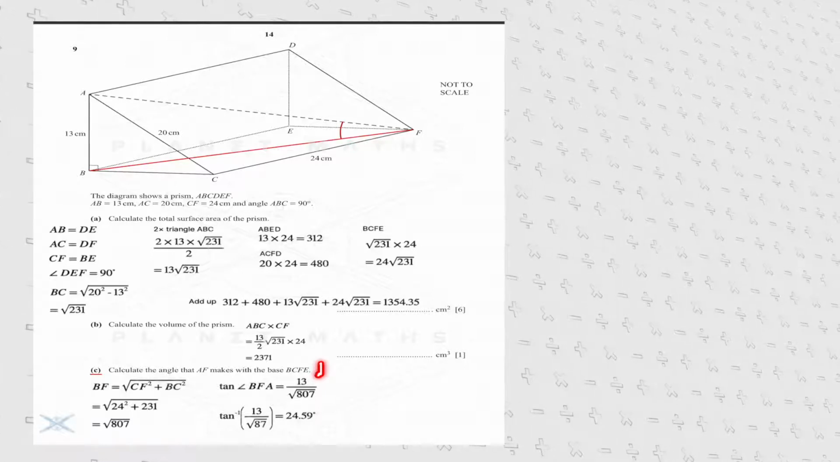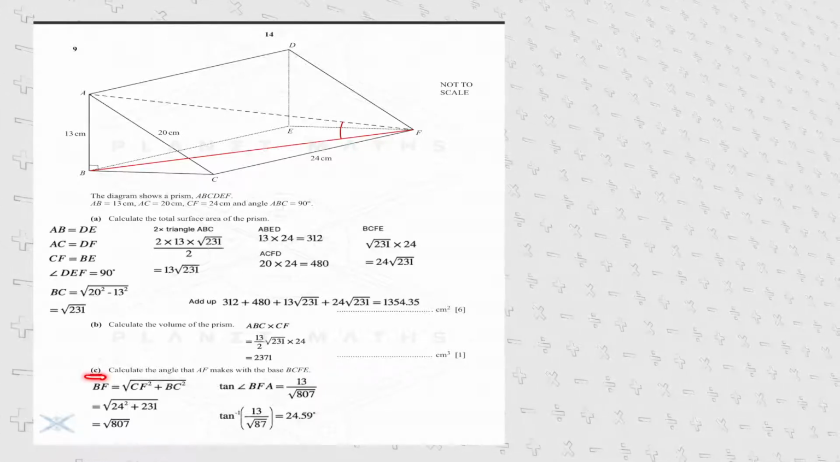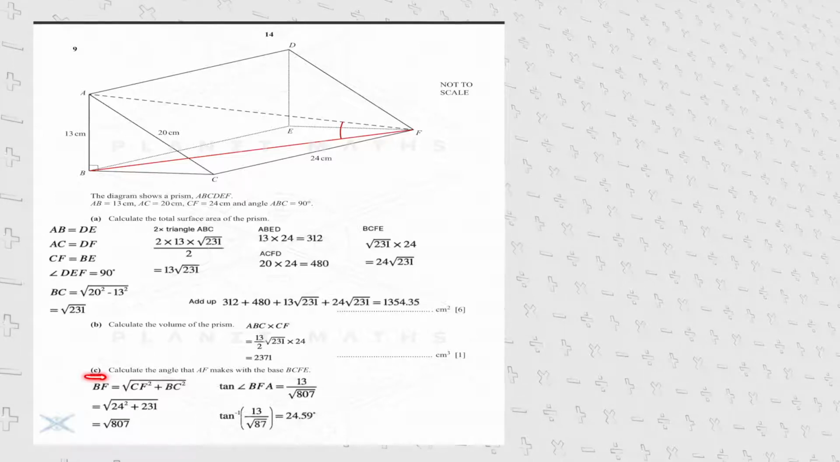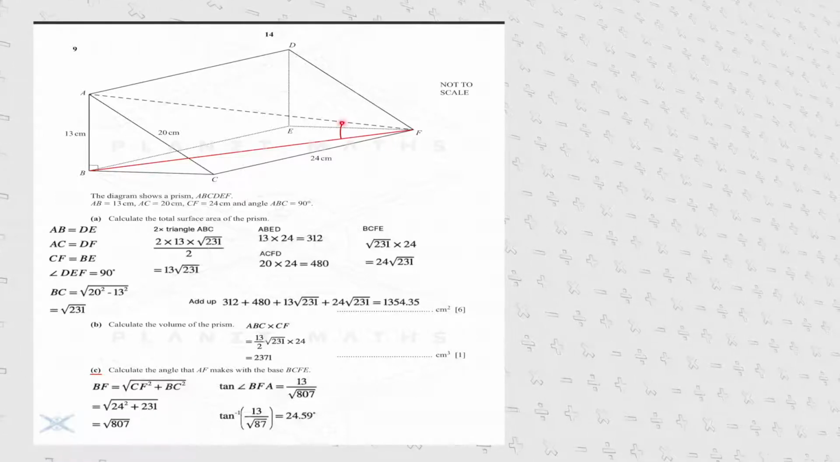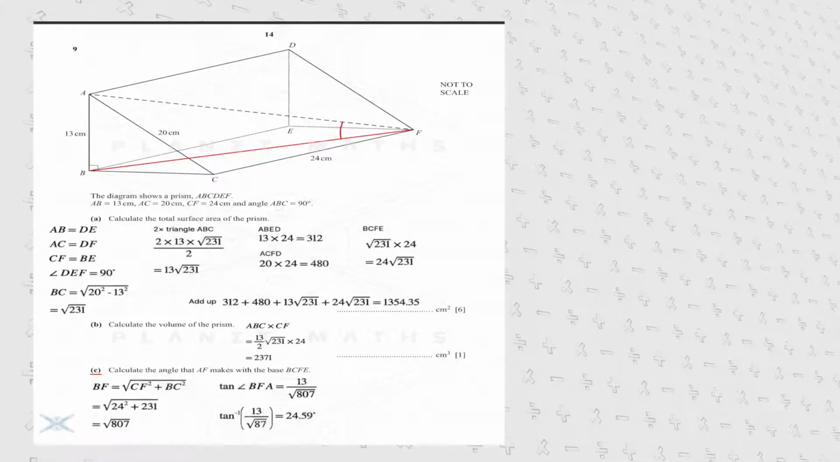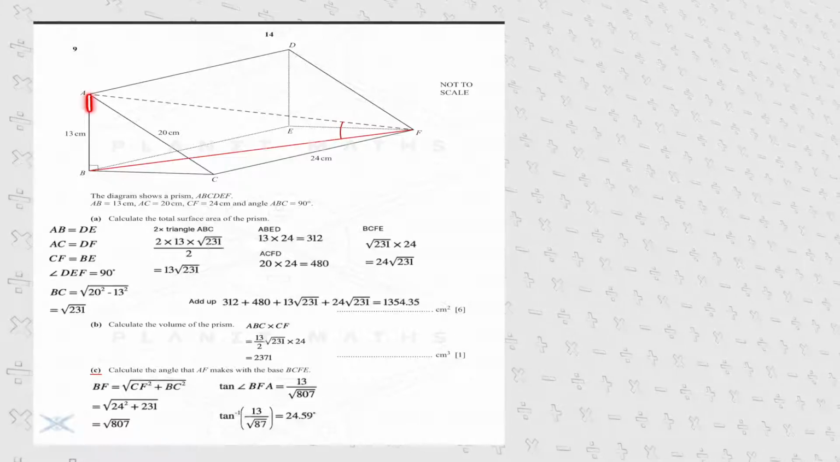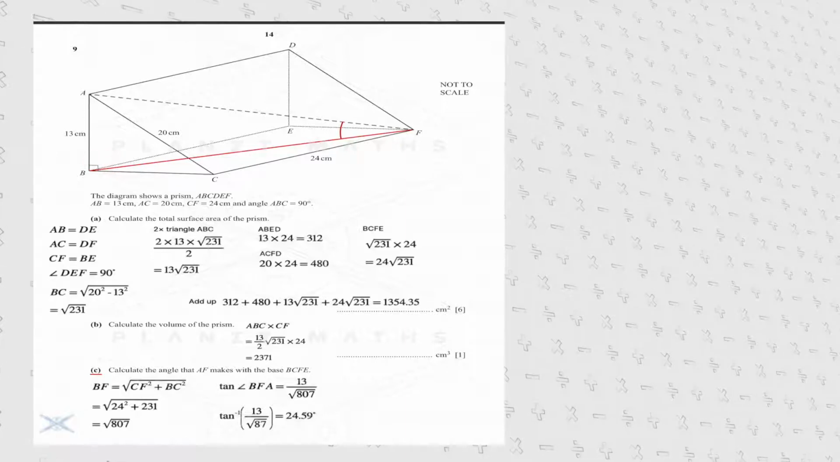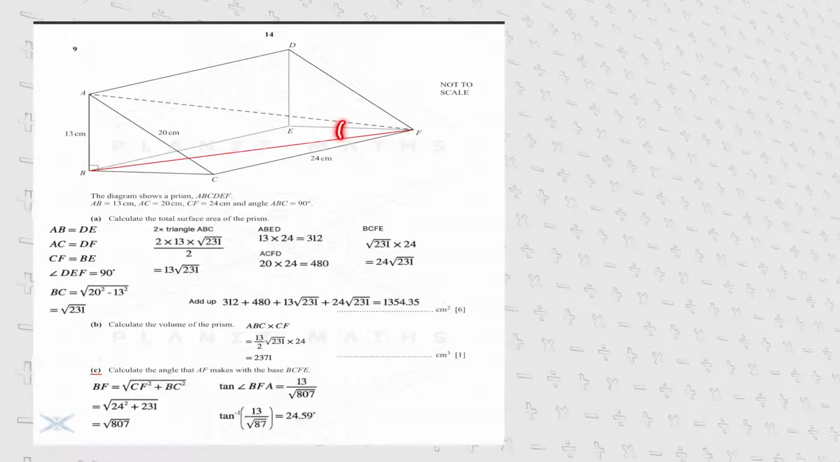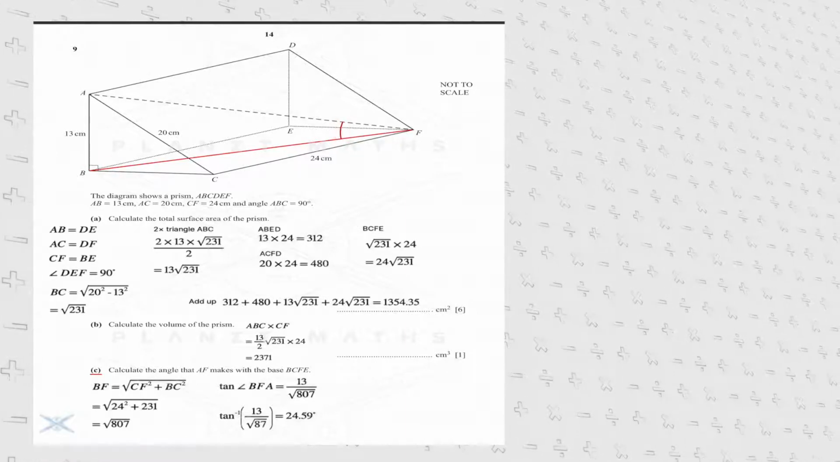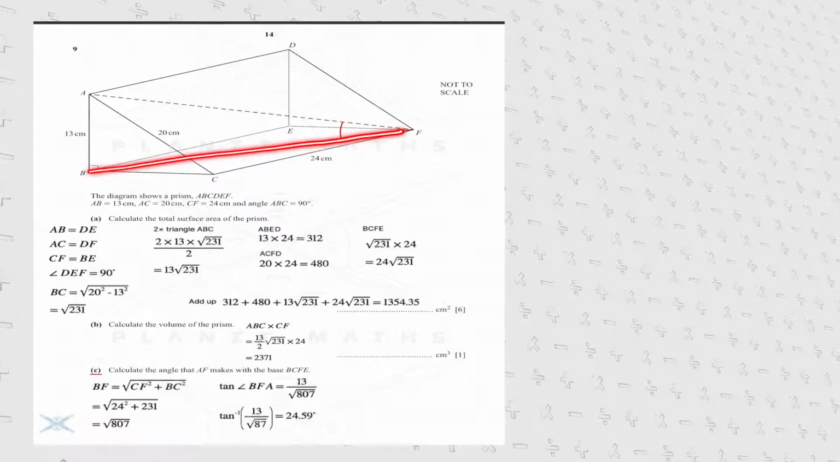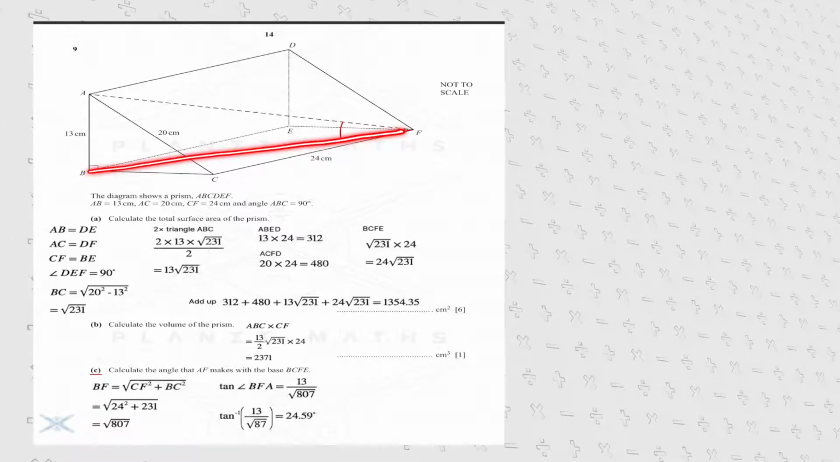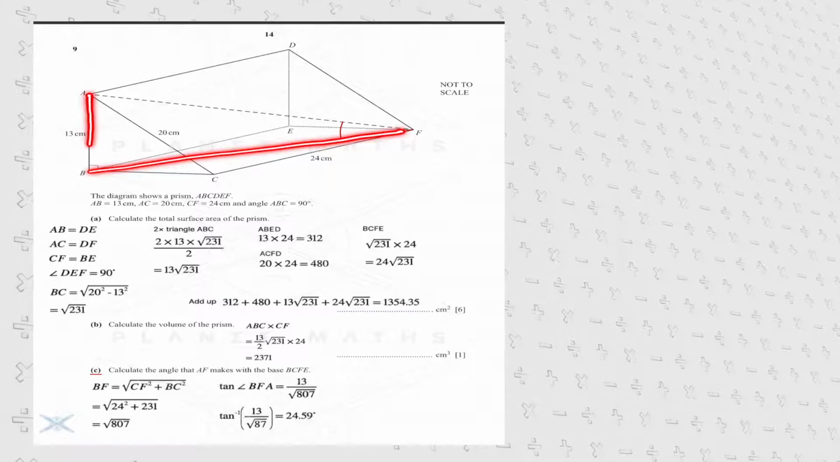In the final part of this exercise C, we are required to calculate the angle that AF makes with the base BCFE. I've already drawn the necessary visuals for that into the diagram. So the angle that we are looking into is this one here. So we can work with the following triangle ABF, whereby angle ABF is a right angle. To be able to calculate the size of this angle using tangent, we will have to determine the length of BF, which in this case would serve as the adjacent, and the opposite AB is already provided.